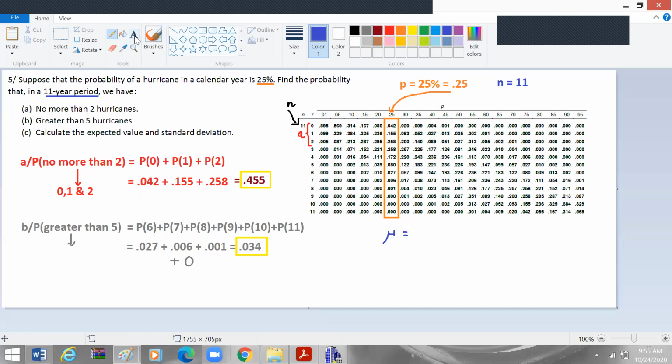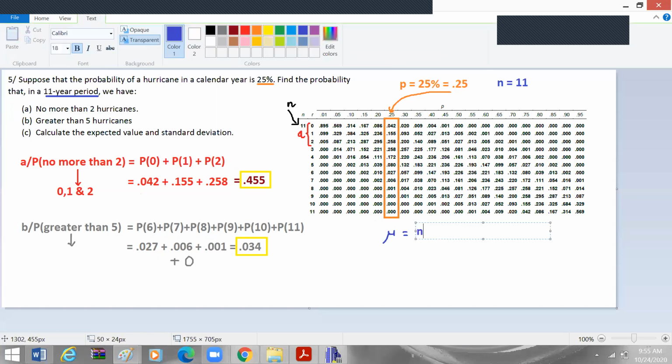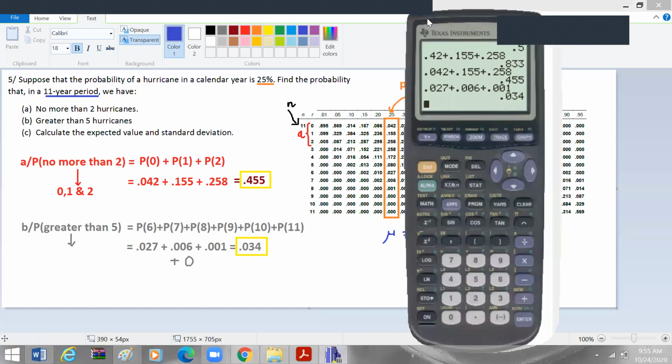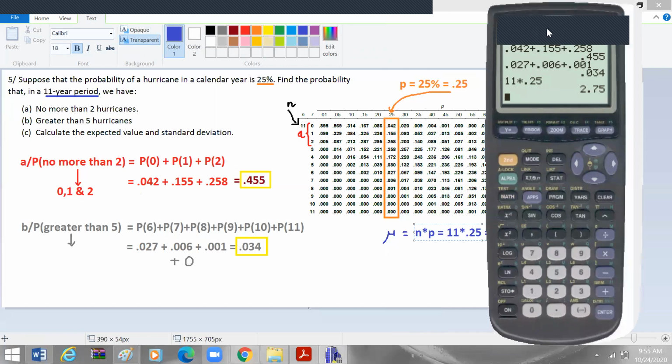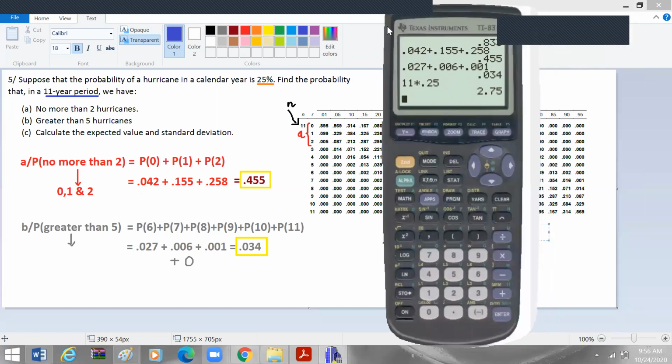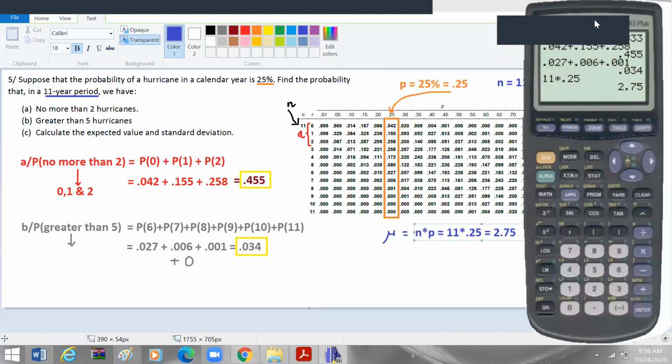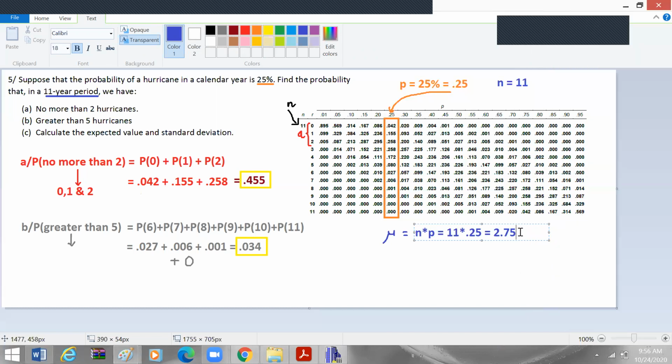So the mean that we have will be n times p, right? So what is the n? 11. 11, right? What is the p? 0.25. And what is the answer? 2.75, correct? We can do it on the calculator and check. Did I show you how to do the math, like multiply by 11? That's really cool, right? We've learned it before. Why I love the number 11 is because I can multiply by 11 really quickly. So we got the answer, which is 2.75, correct?